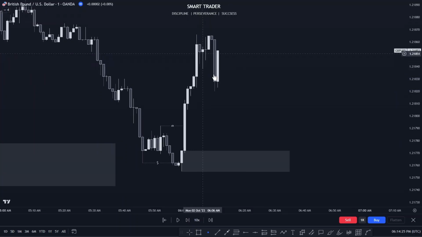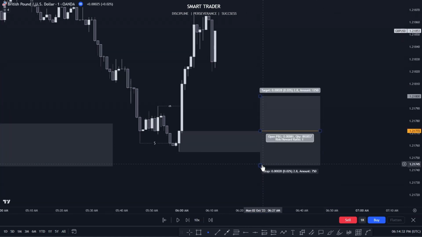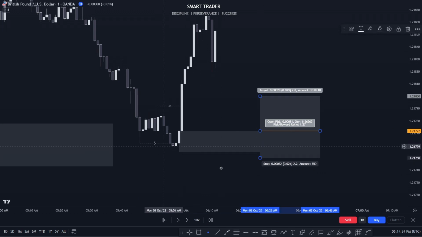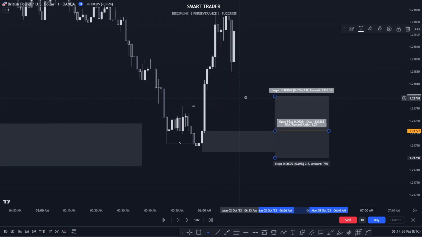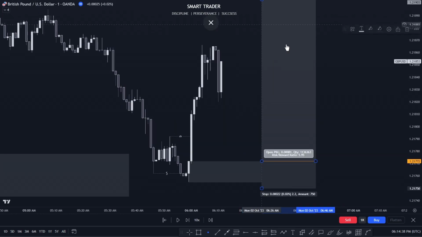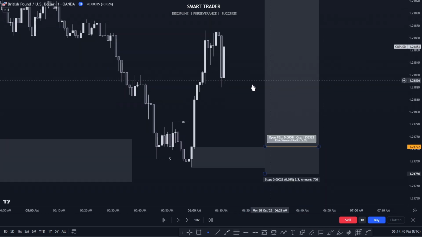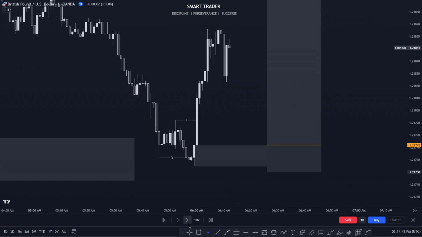Okay, the market has started dropping, and many traders will be expecting it to come back to this area. They put their buy limits here with the stop loss just below the main structure, and take profit somewhere above here. But look what happened.